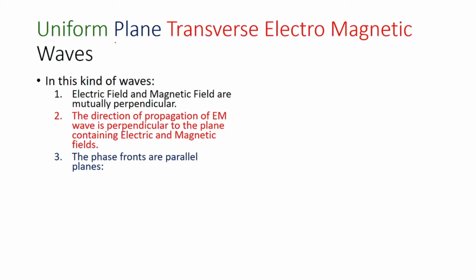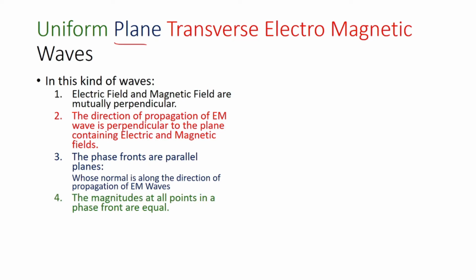From the concept of plane waves which we have seen just now, the phase fronts of plane waves are parallel planes whose normal is along the direction of propagation of EM waves. And you may have also seen that the distance travelled by this EM wave is the only factor which is changing the phase at any phase front. And the magnitudes at all points in a phase front are equal. This corresponds to the uniform nature of the waves which we are discussing.